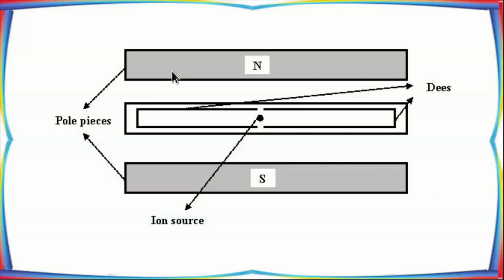So this is a cutaway view of the accelerator. We have the north and south poles of the magnet. Then this is a section of the two Ds. The ion source is kept in the middle here, and therefore, of course, the ion trajectory will be perpendicular to this plane in this direction.